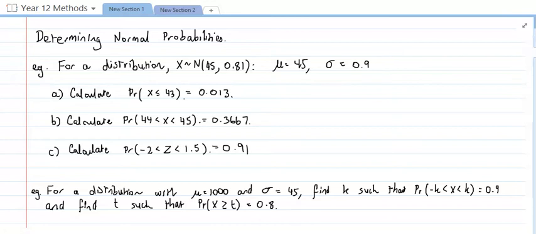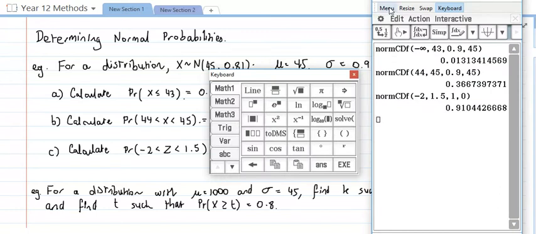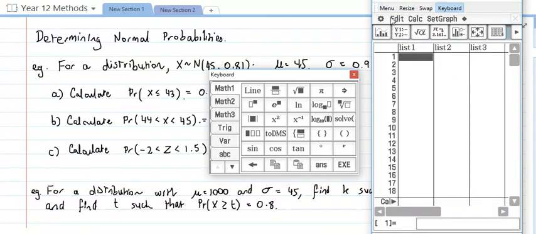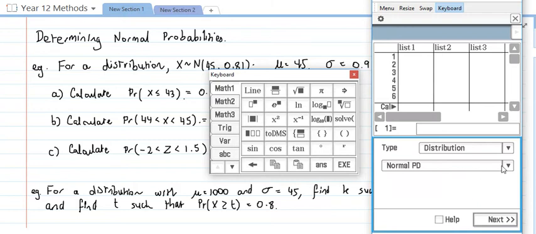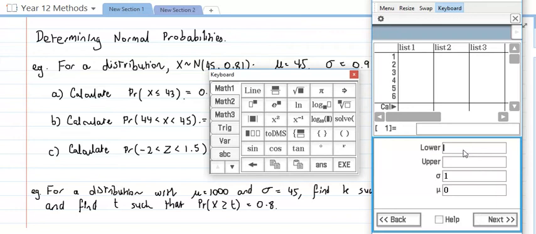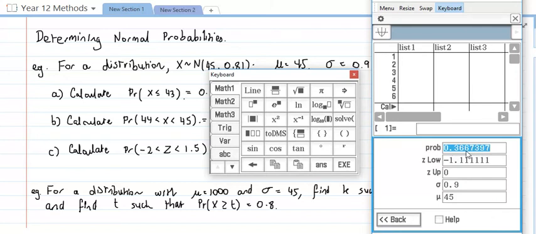What I'm going to do is actually have a look at them in the statistics screen. So much like I've done with graphing before, I'm going to go into calc and then distribution, and change the type to a normal CD, and I'm going to do the second one, where x is between 44 and 45. So I set lower as 44 and upper as 45 with the standard deviation of 0.9 and the mean of 45. Then it'll tell me the probability right there.